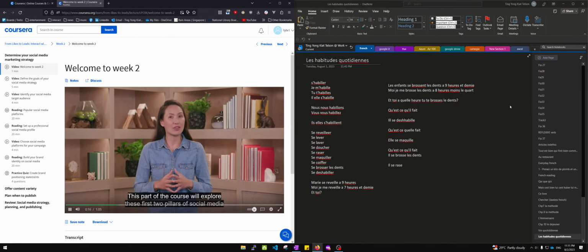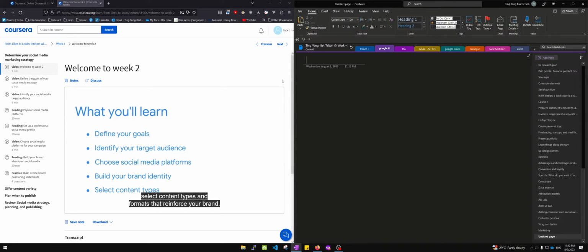First, we'll cover how to develop a successful strategy for your social media campaign, including how to define your goals, identify your target audience, choose social media platforms, build your brand identity on social media, and select content types and formats that reinforce your brand.